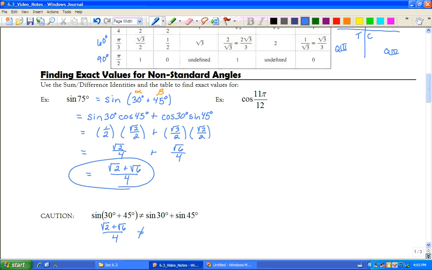And we can clearly see that the sine of 30 degrees is 1/2, and the sine of 45 degrees is the square root of 2 over 2. If we add those together, because they have a common denominator, we get the square root of 2 over 4. Those are not the same solution.